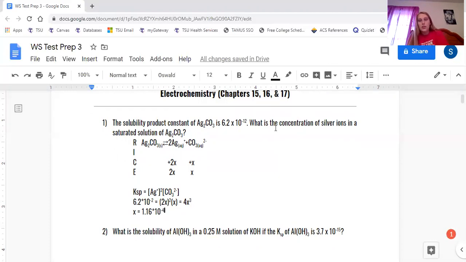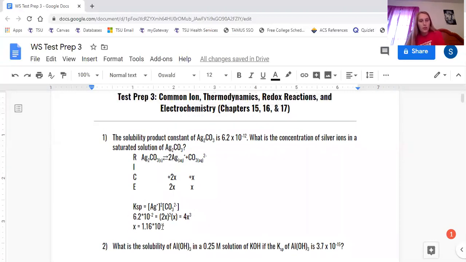So we're trying to find the concentration of the silver ions in the saturated solution. How would you put this in a calculator? Because you have the 4x cubed here, you would type it in like this. You'd have this number.